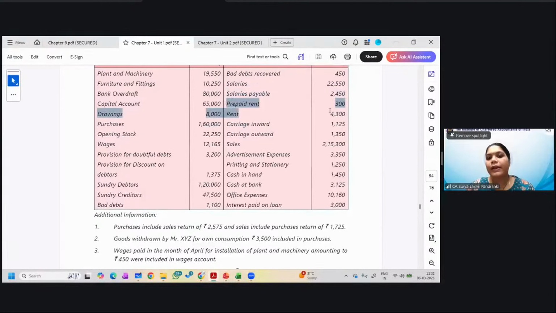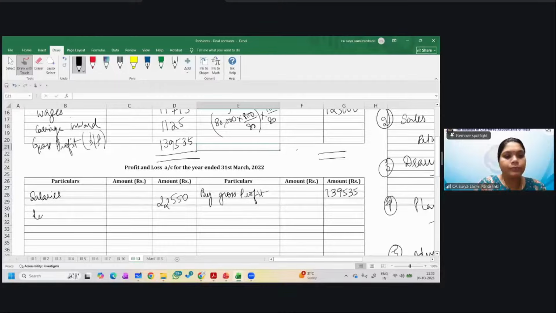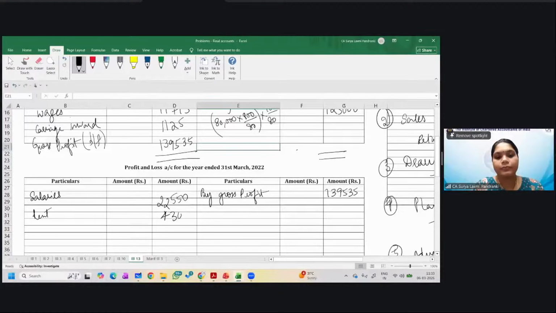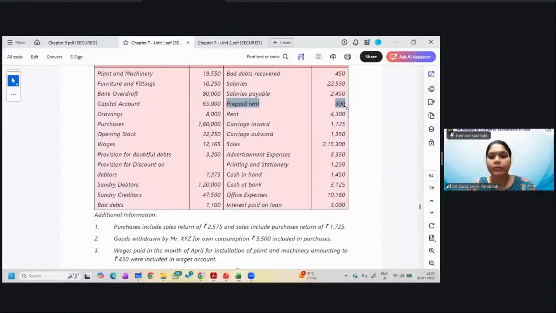This will only be shown as a liability. Same goes with prepaid rent also. You have rent and prepaid rent both given here in your trial balance, right? It means this prepaid rent is already adjusted in your rent. You don't have to do it again. You just have to show this as an asset in your balance sheet only. Correct? So we have rent also. Rent is 4,300. Okay. Done.